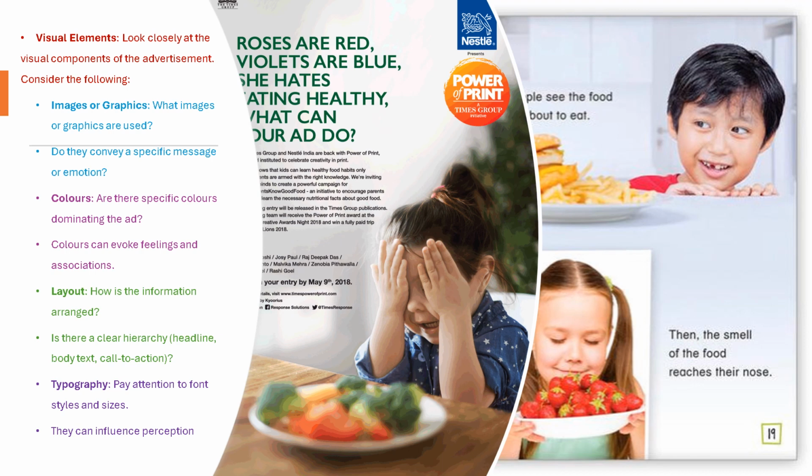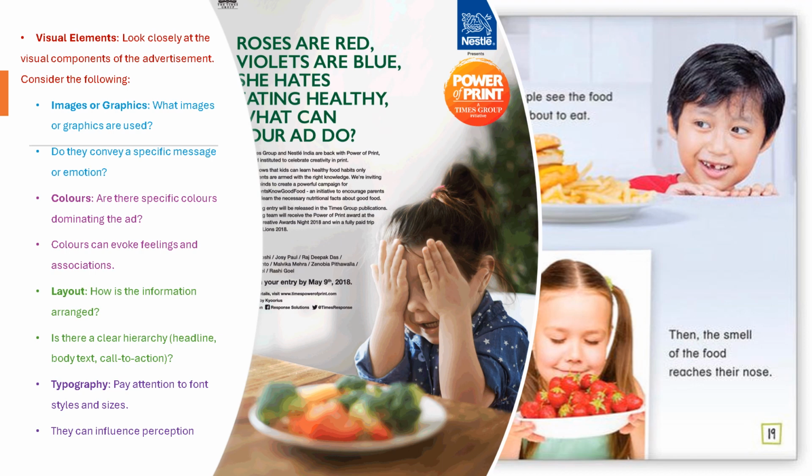It says Nestle. In big bold green it says roses are red, violets are blue. She hates eating healthy food. What can she do? And then they have a picture of a little girl covering her eyes. And immediately you could see, with a plate of vegetables, oh no, I do not want to have any vegetables.